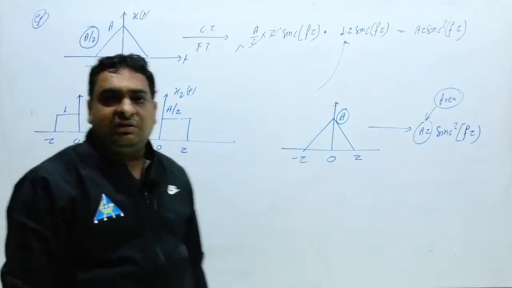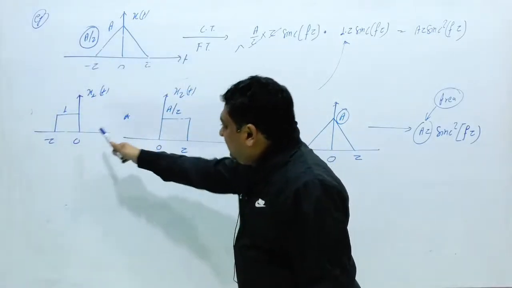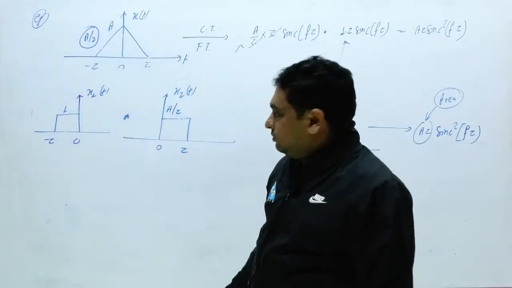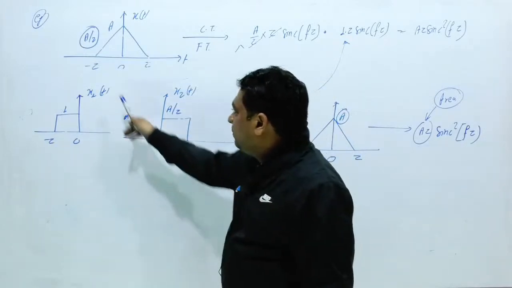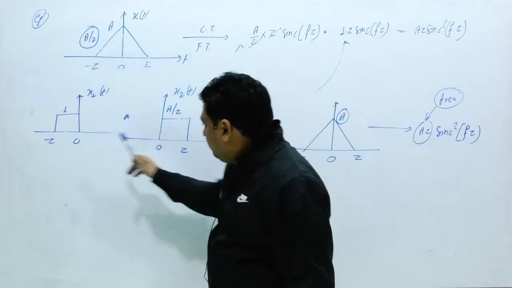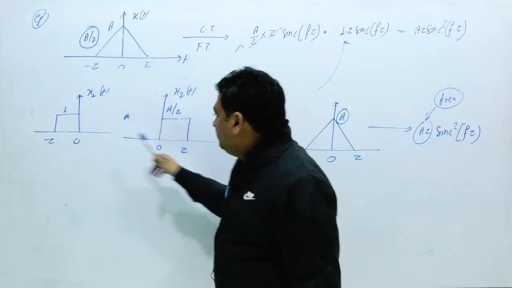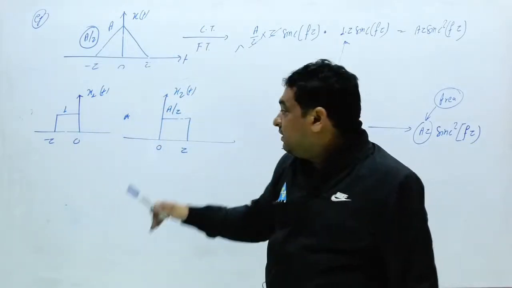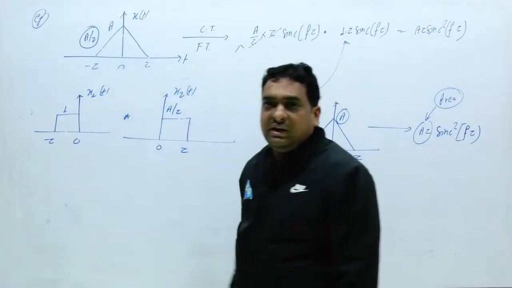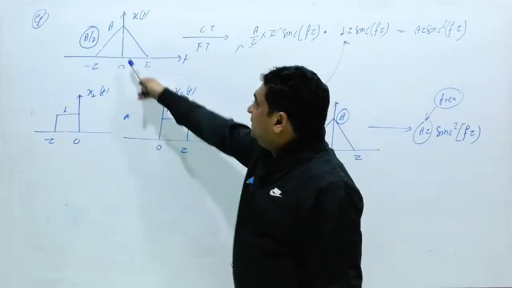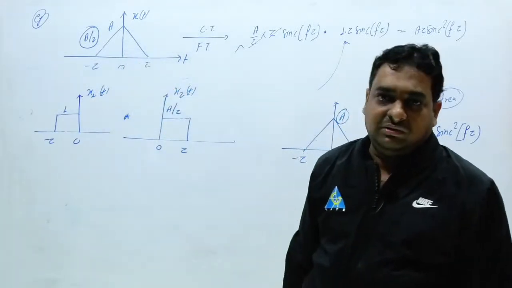Now if I ask you, what is the convolution of these two? From minus tau plus 0 it will start, and 0 plus tau, it will end at tau. Both the widths are the same, so you will get a triangular signal. What will be the slope? A by tau into 1, a by tau. So this convolution, again you will get the same answer.